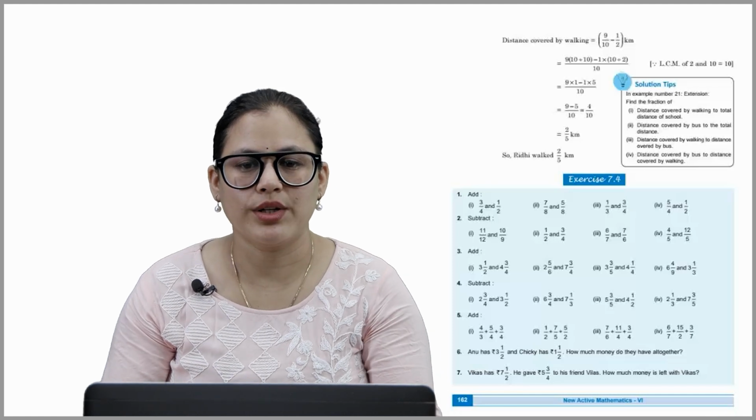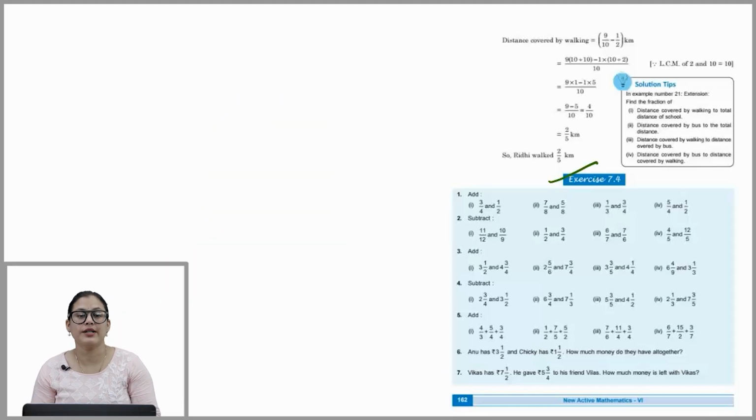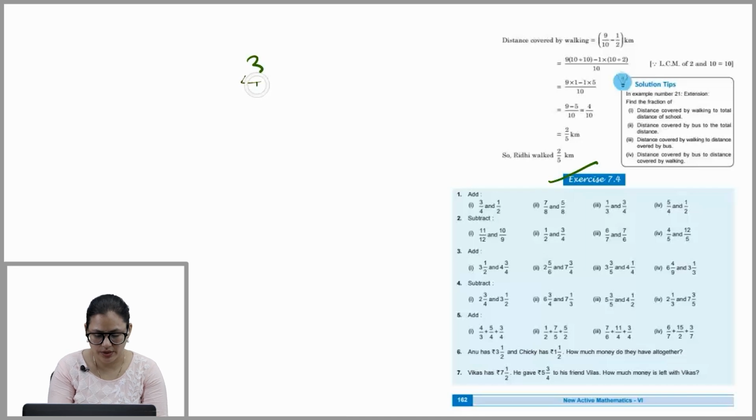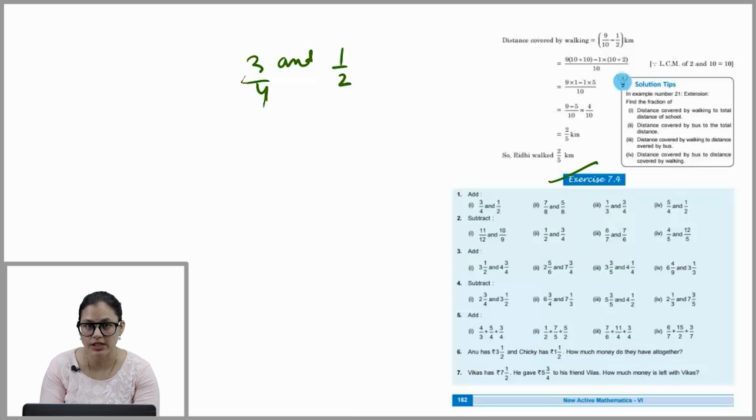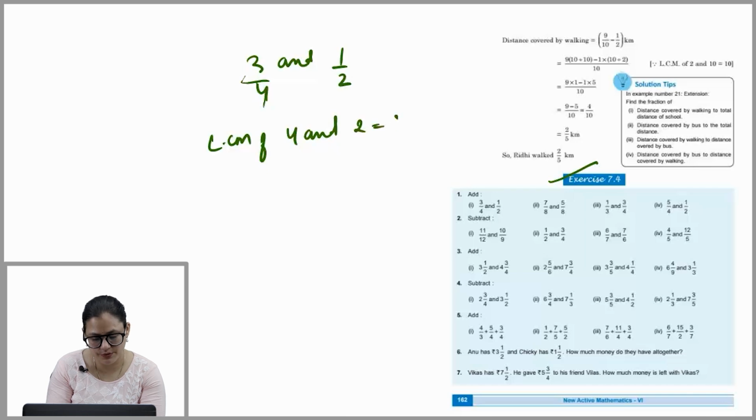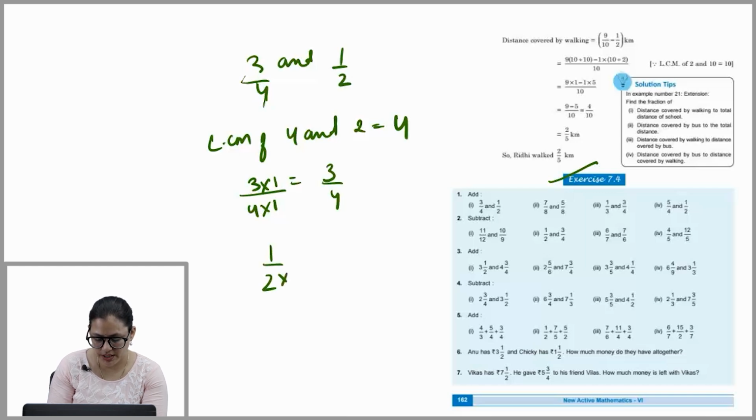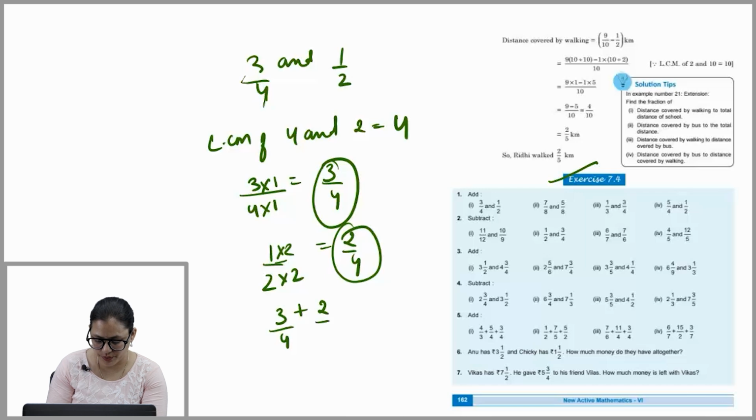Let's do exercise 7.4. You have to add 3 by 4 and 1 by 2. Okay. Here in this case, denominators are not the same. So first we'll make the denominator the same by taking LCM of 4 and 2. LCM of 4 and 2 is 4 only. Okay. So 3 by 4, what will you do? Denominator is already 4. 3 by 4. Then 1 by 2, you will multiply it by 2 and 2 here. So 2 by 4. Now add these 2 fractions, that is 3 by 4 plus 2 by 4. Okay. So 3 plus 2 by 4 is equal to 5 by 4. So 5 by 4 is the right answer.